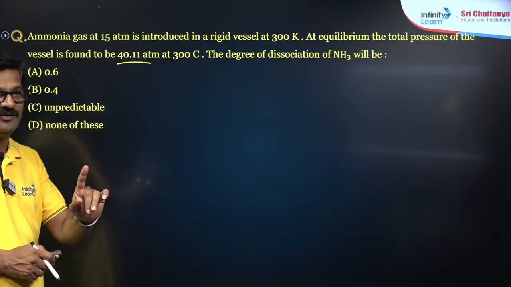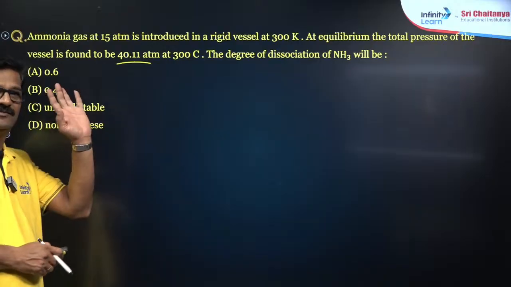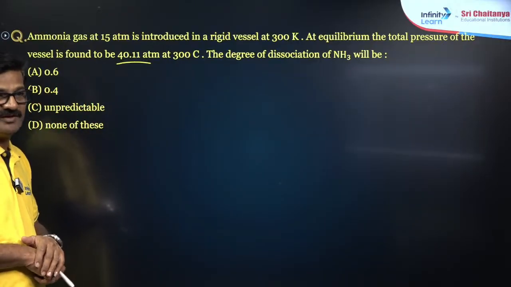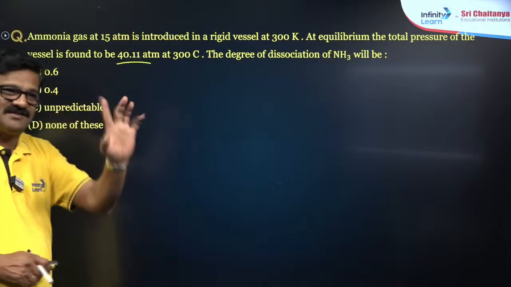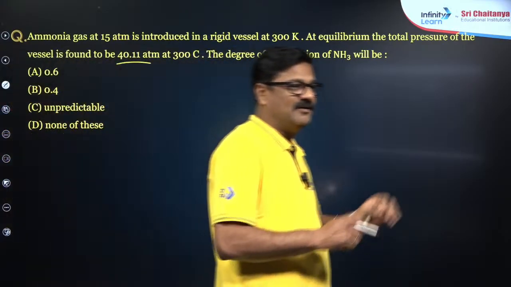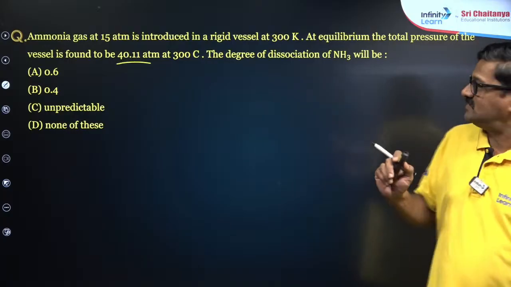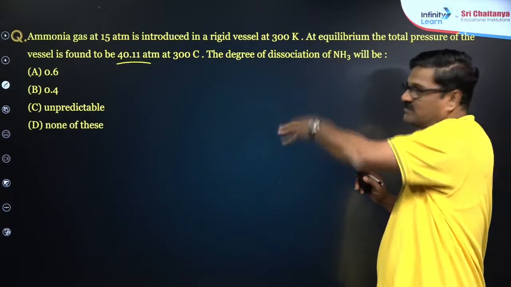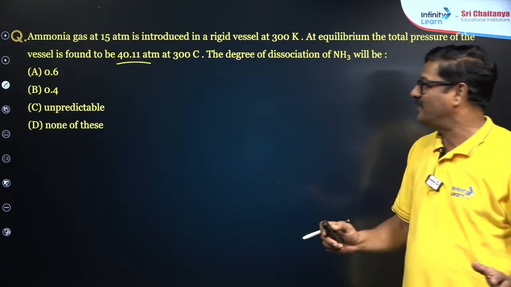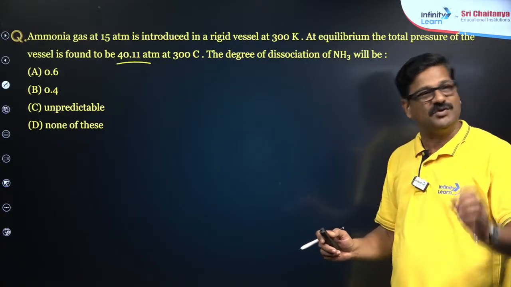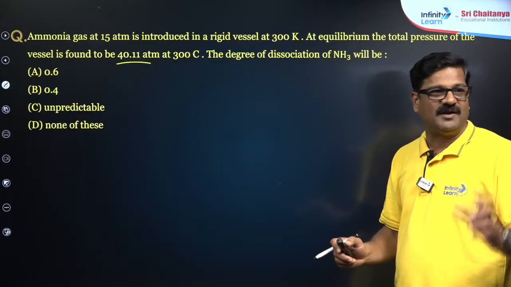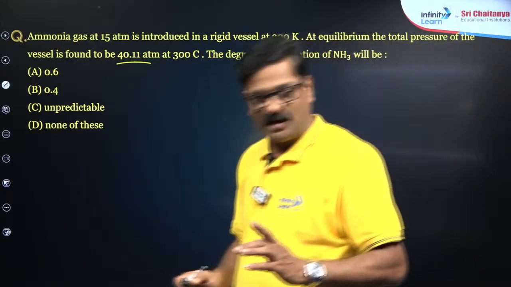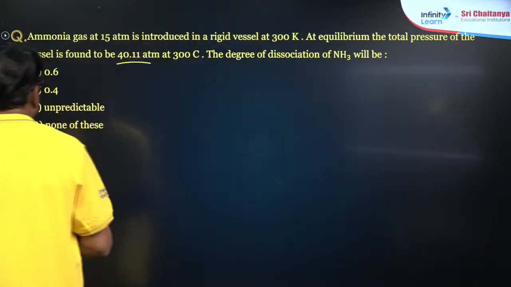Just 2 minutes, wait. Okay, I will wait for you. The degree of dissociation of NH3 would be... I will wait for at least a minute, everybody. Because this is a YouTube session, I should engage the students. Displaying a question and keeping quiet for some time is not good. So you solve it yourself. Meanwhile, I am going to explain this question. Right? Solve it, Hemant.